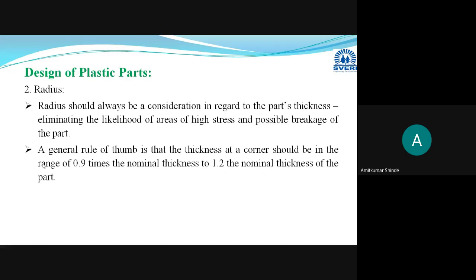Then next is the radius. The second point is the radius.